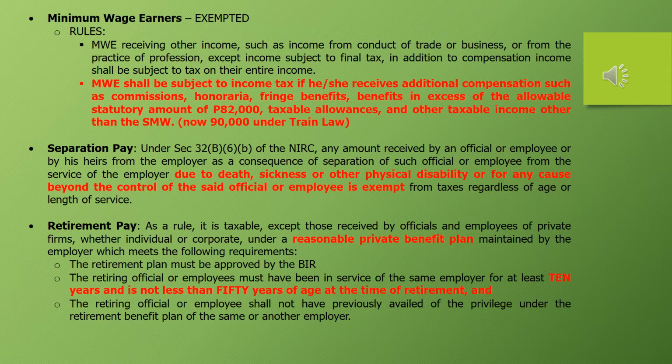Now, let us proceed to separation pay. Okay, separation pay under Section 32 of the NIRC. This is any amount received by an official or employee or by his heirs from the employer as a consequence of separation of such official or employee from the service of the employer due to what? Death, sickness, or other physical disability or for any cause beyond the control of the said official or employee. That is exempt from taxes regardless of age or length of service.